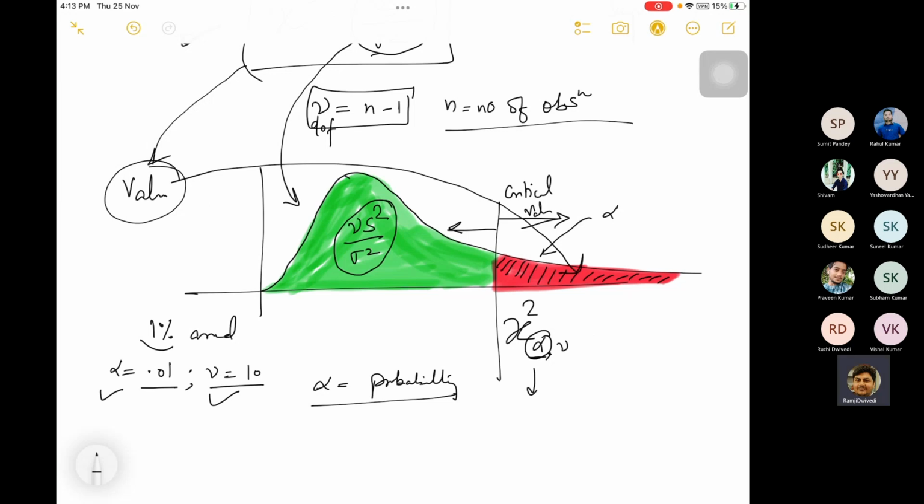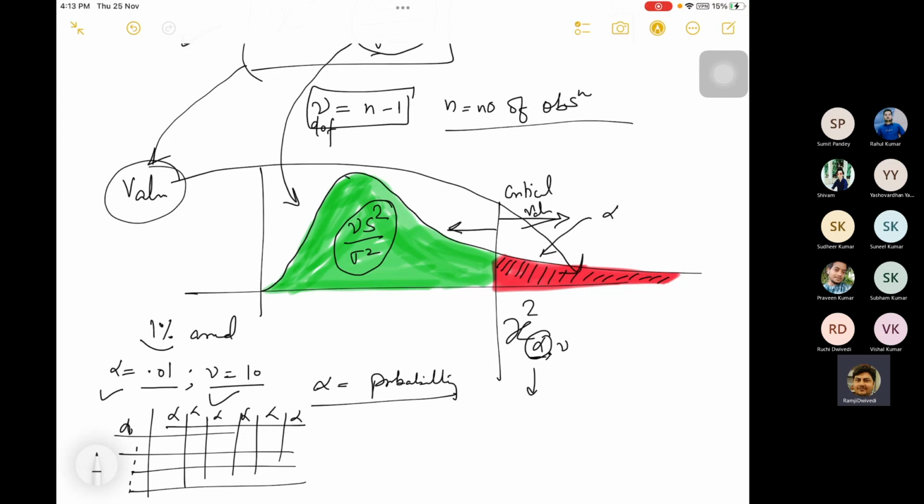So the columns would be alpha. These different alpha values are written here. And in the rows, the degree of freedom is written, DOF. You have to go to this value and intersect, the value 10 and the value 0.01. This intersection gives 23.21. This value would be given.